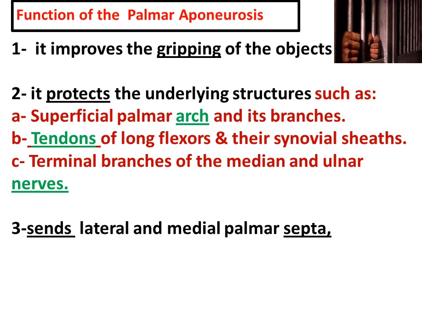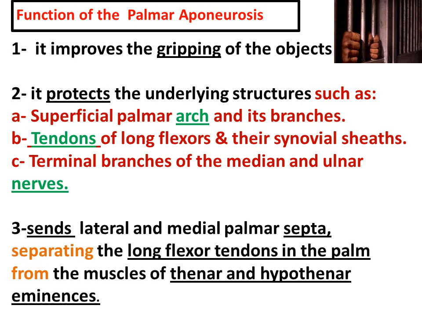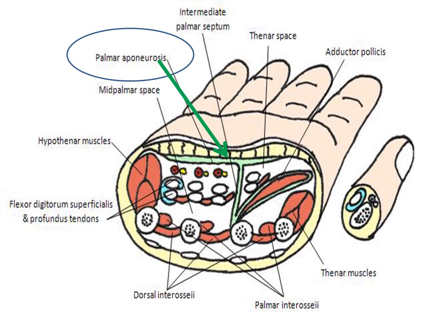The third function is to regulate the environment of the palm. The palmar aponeurosis sends lateral and medial palmar septa to divide the palm into compartments: thenar compartment, hypothenar compartment, and the middle compartment of the palm, like this.